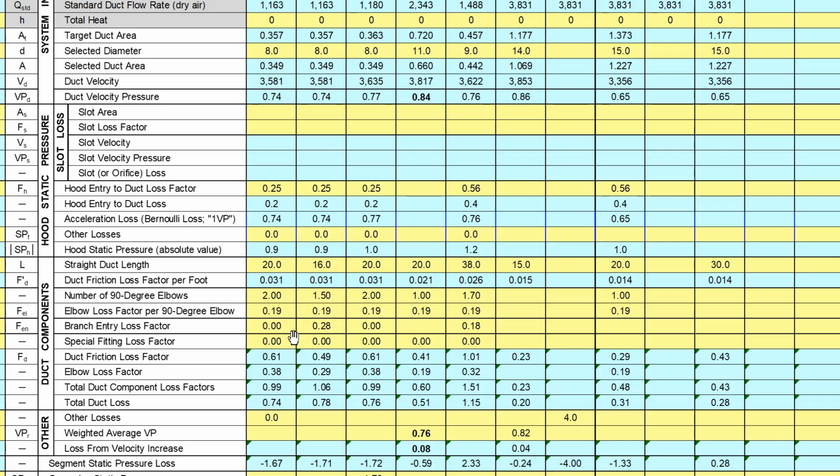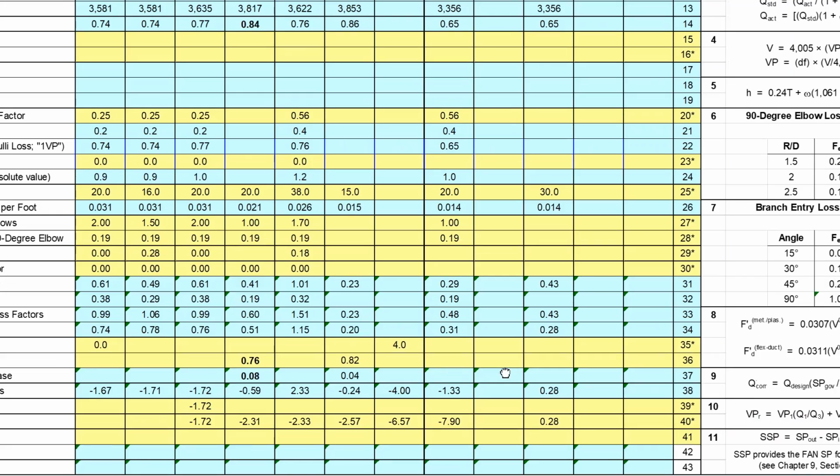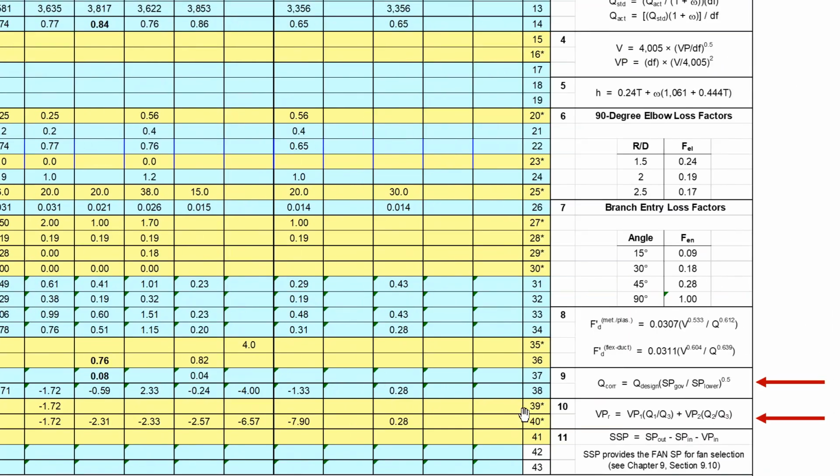Well, we know from what's called the fan affinity laws that pressure will vary with the square of the change in volume or flow rate. And if pressure varies with the square of the change in flow, we can simply flip that around and say that flow will vary with the square root of the change in pressure. And in Chapter 9 of our ventilation manual, and also on the sidebar of the calculation sheet, we have a formula that does just that.